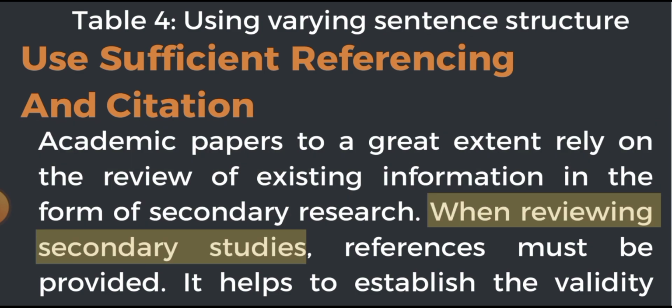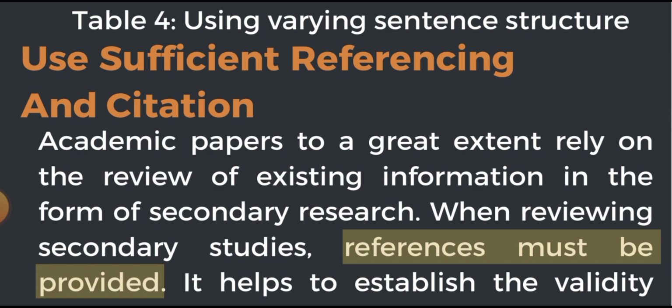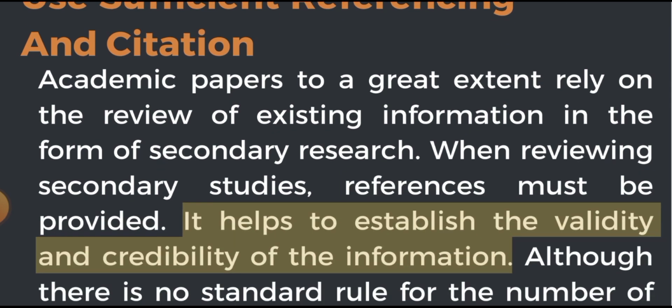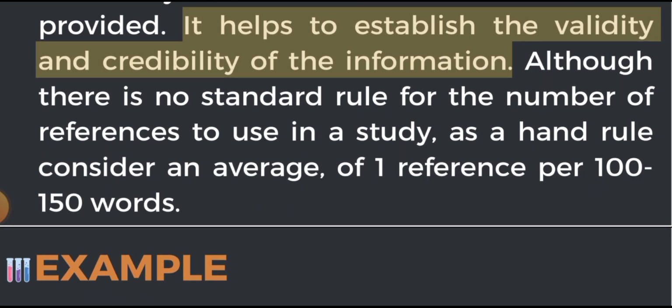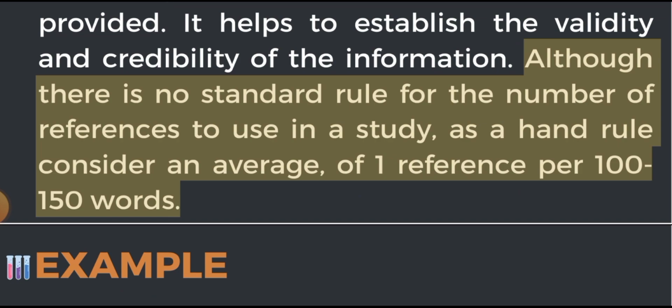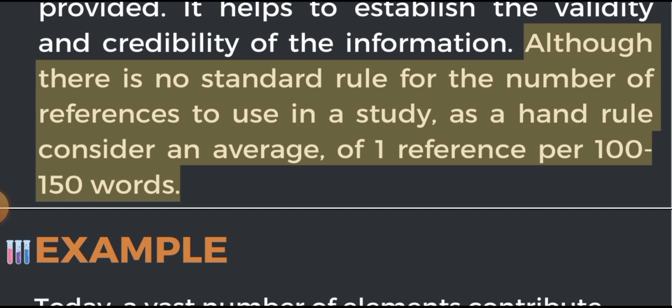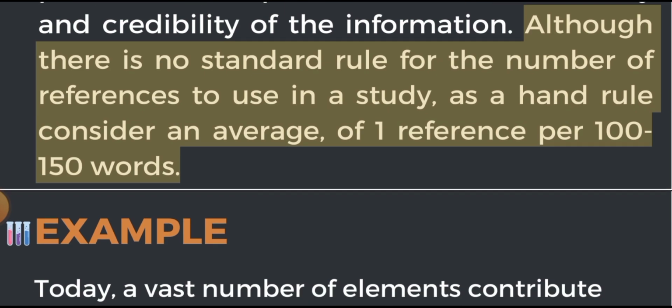When reviewing secondary studies, references must be provided. It helps to establish the validity and credibility of the information. Although there is no standard rule for the number of references to use in a study, as a rule of thumb, consider an average of 1 reference per 100 to 150 words.